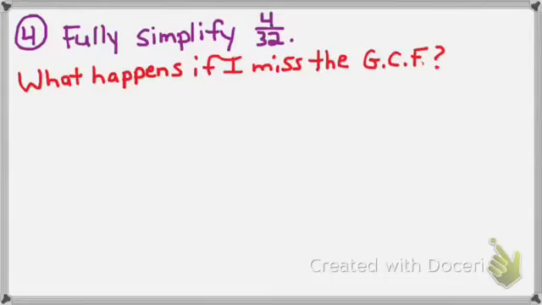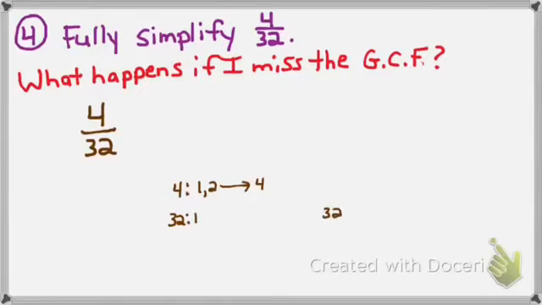So this example is what happens if I miss the GCF. Okay, so we're going to purposely make the mistake, remember, as we go. So I have my fraction 4/32. I write it down. I find the factors of 4 and 32. Factors of 4 are 1 and its partner 4. Does 2 work? Yes, it does. And it's 2 times itself, so I'm finished. The factors of 32 are 1 and 32.